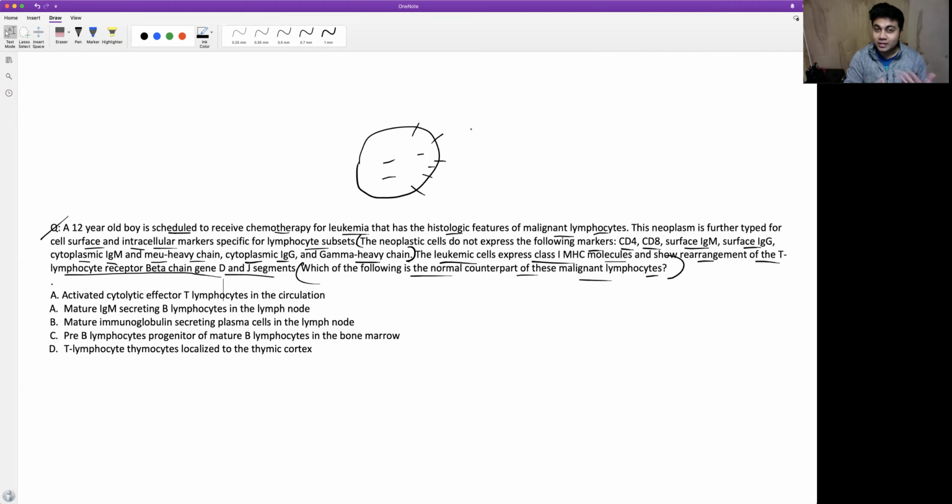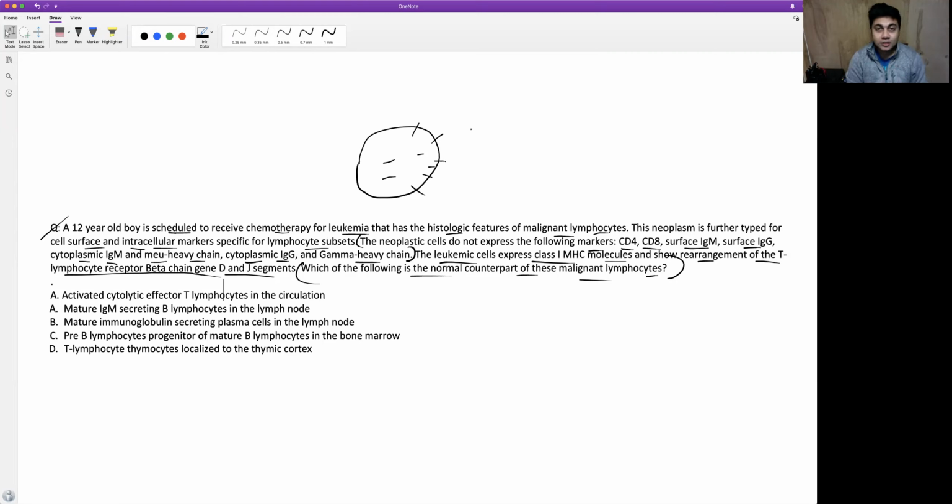They didn't give this information to you directly. They're saying that inside the cell, there are some rearrangements in the T lymphocyte receptor genes.